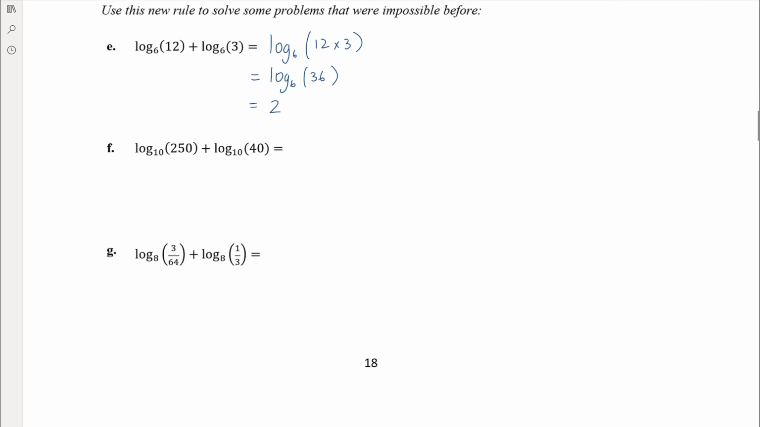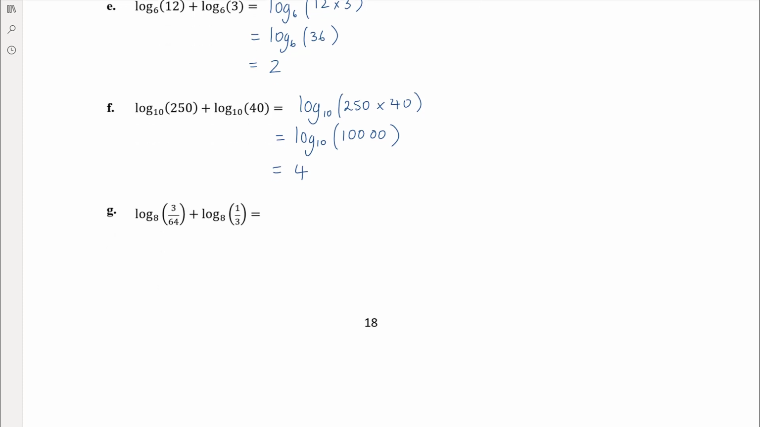Similarly, in the next one, we can't evaluate those two logs separately, but let's use our log law to combine them together. So adding two logs means we can multiply the things in the logs. So log base 10 of 250 times 40 is log base 10 of 25 times 4 is 100, and then we need 2 extra zeros. So it's 10,000. And so 10 to the power of what gives me 10,000? 10 to the power of 4 gives me 10,000. So this is actually equal to 4.